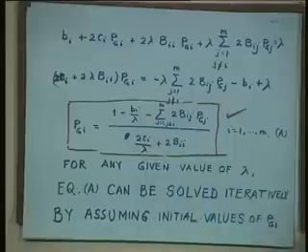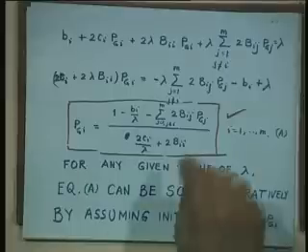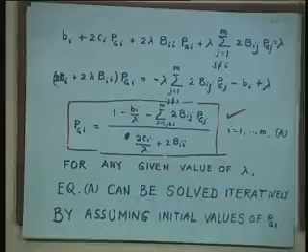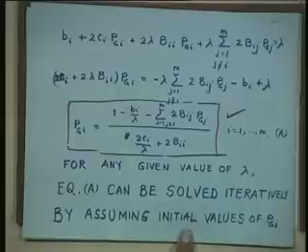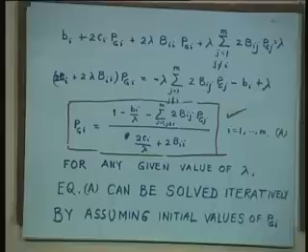This is the final derivation for Pgi. So, for a given value of lambda, equation A can be solved iteratively by assuming initial values of Pgi. Why do you have to assume? Because Pgi is in both places. In any iterative process, all of you know that you have to initiate the iteration by assuming initial values. If you do not know anything, what will you initiate?